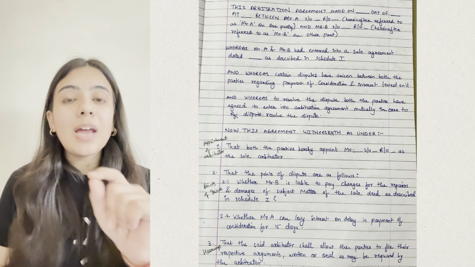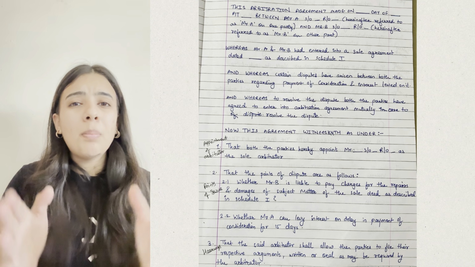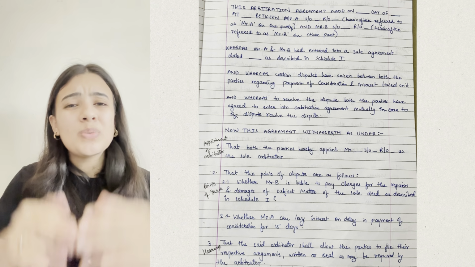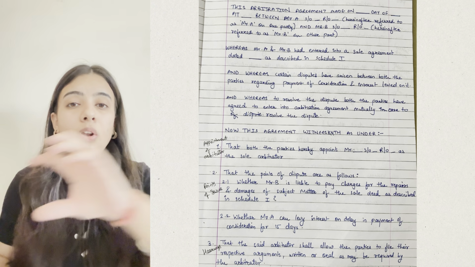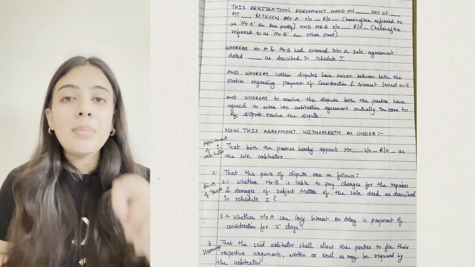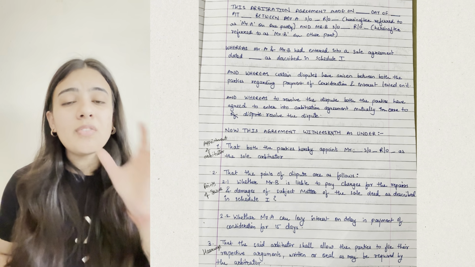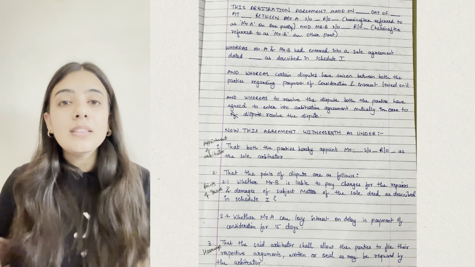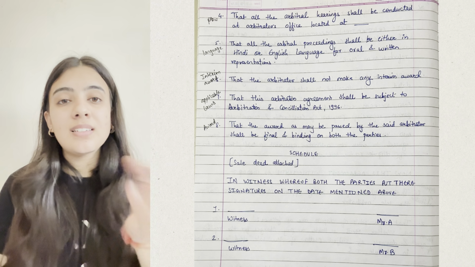So what we are going to do is, when will the hearing be? From here the arbitrator's work starts. So the arbitrator ensures that both the parties have their respective arguments, whether in written or oral form, to himself only. So this clause defines that the said arbitrator shall allow both the parties to file their respective arguments whether in oral or written form.